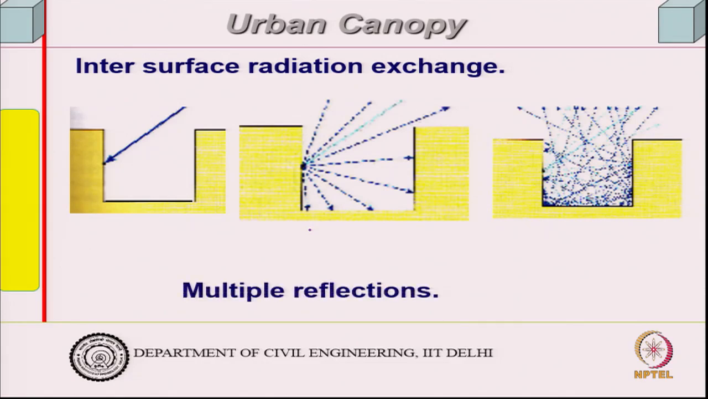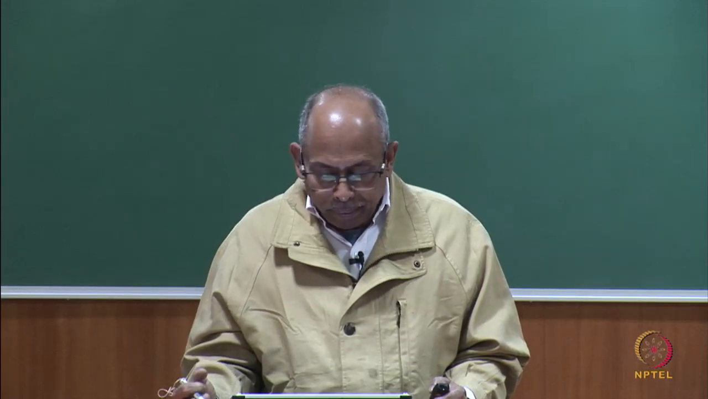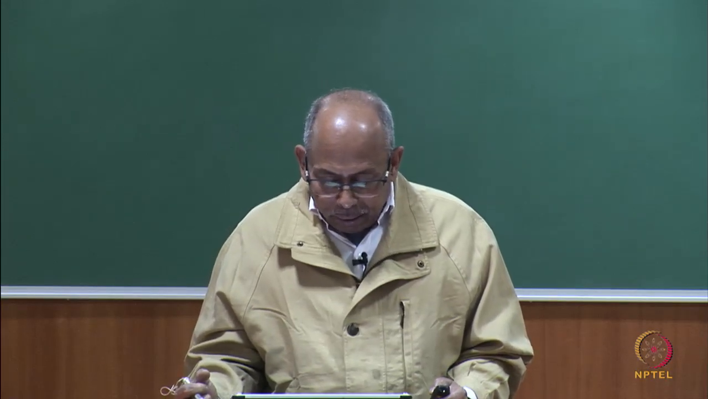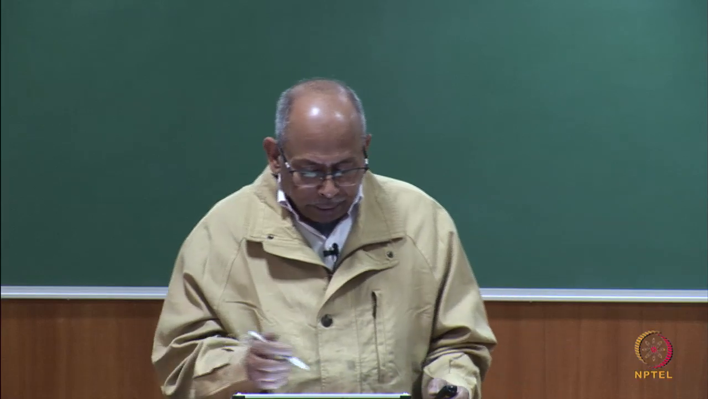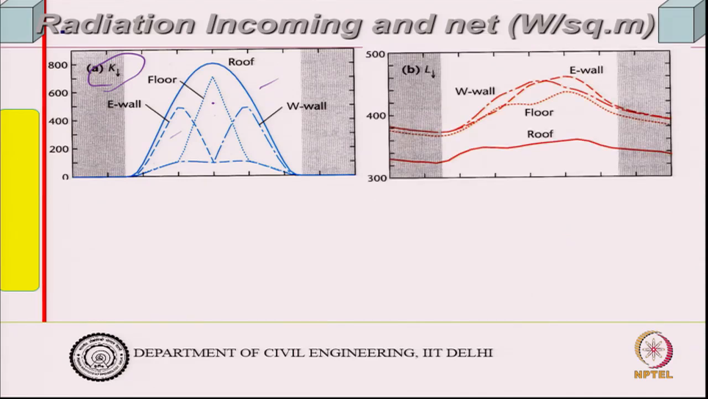So, multiple reflections occur, and that traps the energy. So, that is what it is. Incoming short wave radiation, if you recollect, we had the roof, this is for the northern hemisphere, west wall, east wall, floor. This is what the incoming short wave radiation will be.